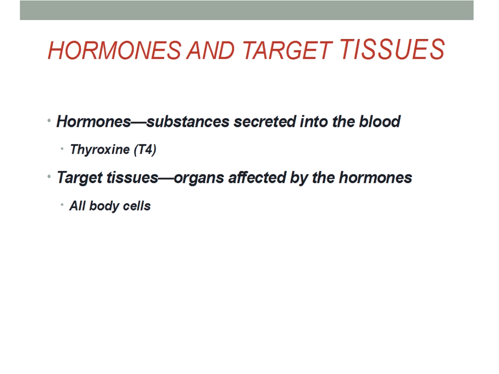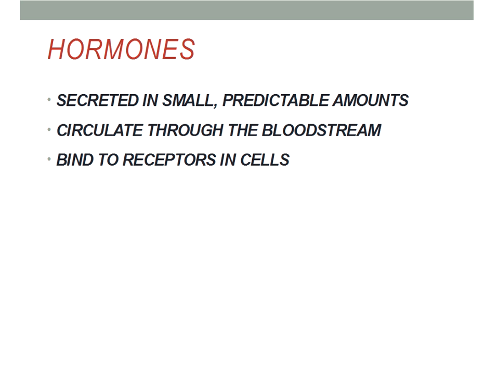Target tissues are organs affected by the hormones, and all body cells are affected in that organ. Okay, hormones are secreted in small predictable amounts, and they circulate through the bloodstream, and they bind to receptors in the cell. An example I gave you in class was when epinephrine is released from the adrenal glands, it'll go to the heart cells, and there are special receptors on the surface of the cell of the heart that are specifically made like a lock and key to connect with the epinephrine. And then when they are connected, that causes a response of increased heart rate and vasoconstriction.